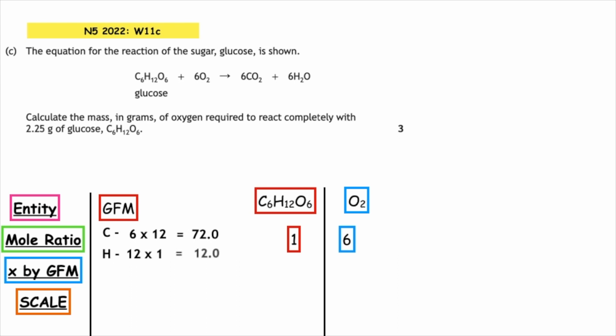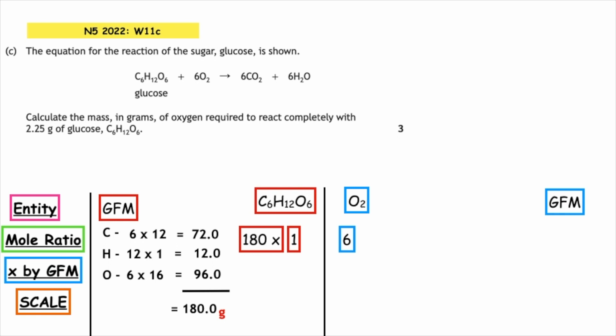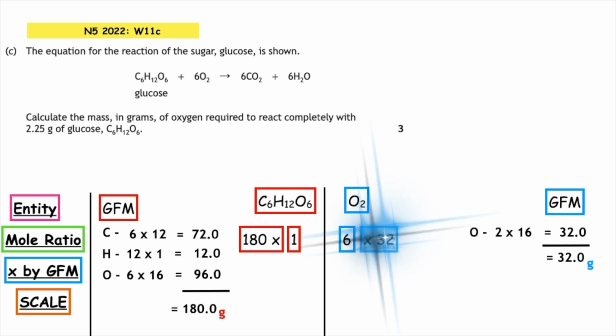Oxygen, we've got 6 atoms times the relative atomic mass of 16, which gives us 96. And when we add them up, we get a GFM of 180. For oxygen, we have 2 oxygen atoms times 16 for the relative atomic mass, which will give us a GFM of 32. And getting both GFMs correct will get you 1 mark.